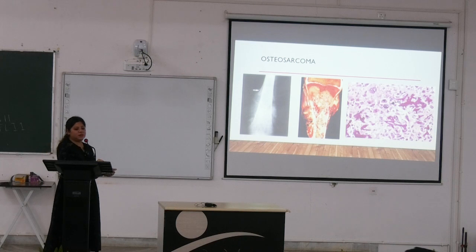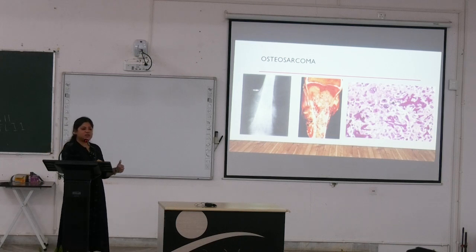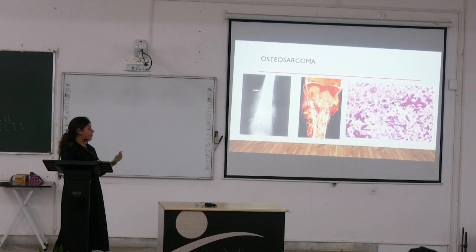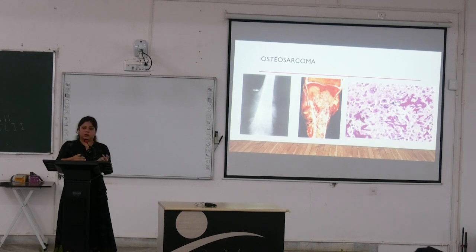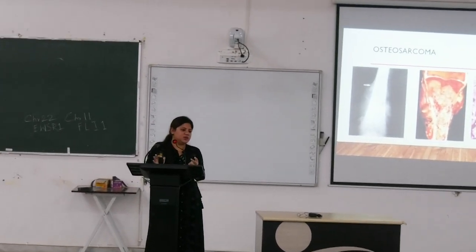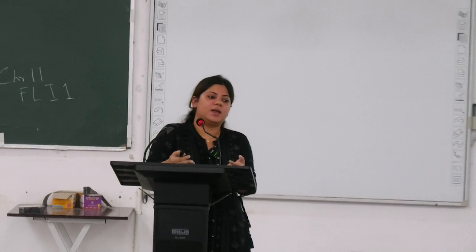It arises in the metaphysis of long bones, usually around the knee joint, that is lower end of femur, proximal end of tibia. And it will be an adolescent age group child, usually male, and a common presentation. I have seen, like the first case I saw when I asked, it was a 15 or 17-year-old boy, and he said, "I had an injury to my leg, and since then it has become like this." They will always say that because it comes to attention usually when they have some kind of trauma, because it is also associated with pathological fractures.